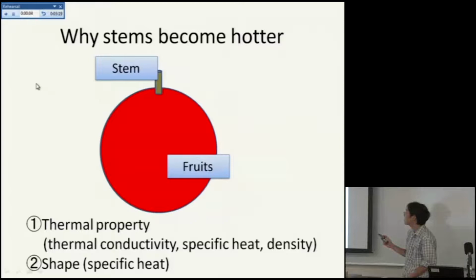Let's think about why stems become hotter. One reason is the difference of thermal properties: thermal conductivity, specific heat, and density. The second reason is the apple stem's slender shape. Apple stems have a lower specific surface.